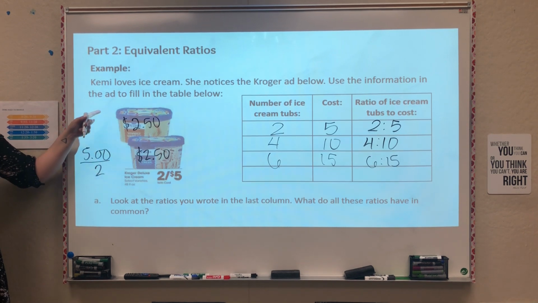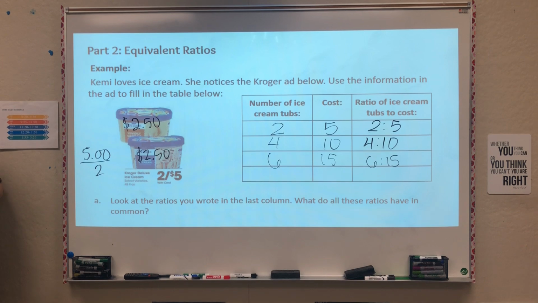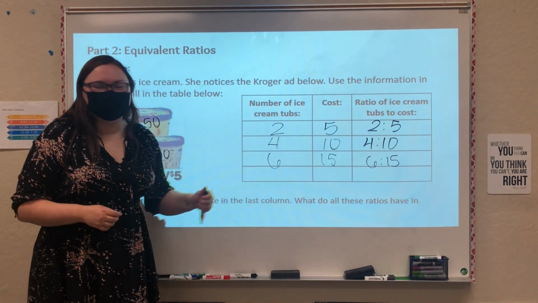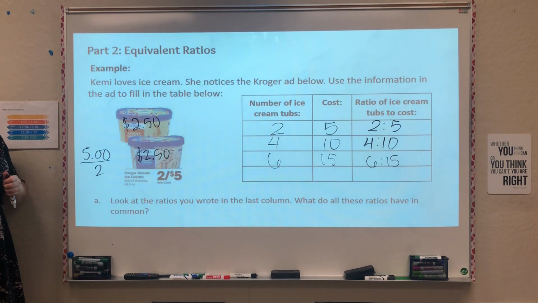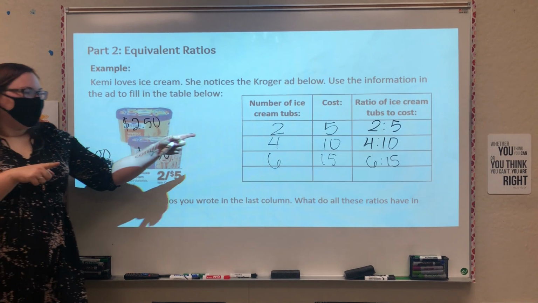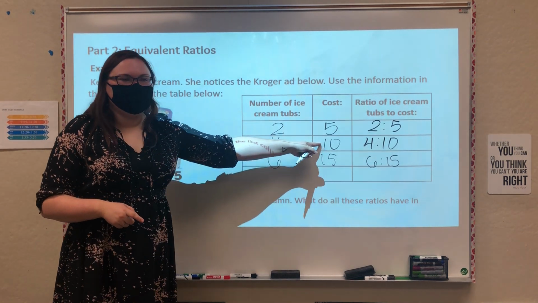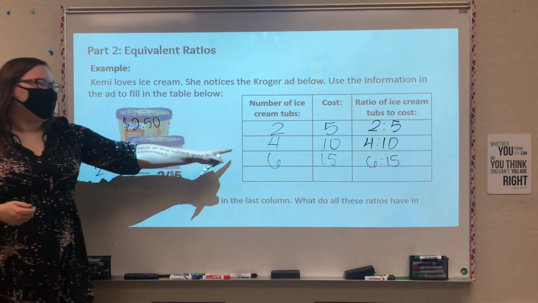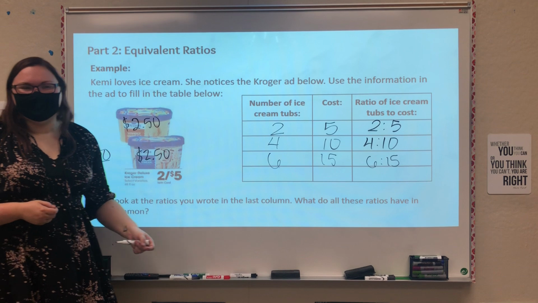Go back to what you were telling me about the price. So you said if they're 2 for $5, that means each tub is $2.50. Francis told me if you were buying 4 for $10, that's still the same price, still $2.50. If I buy 6 for $15, another the same, $2.50.